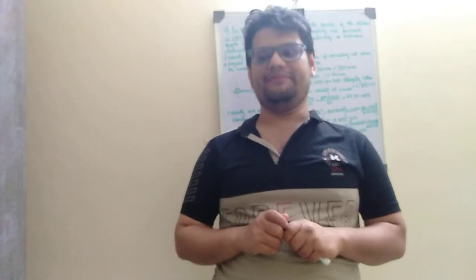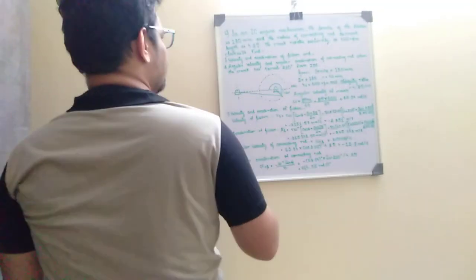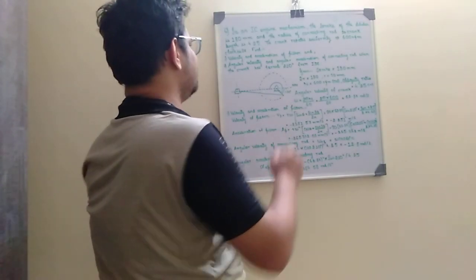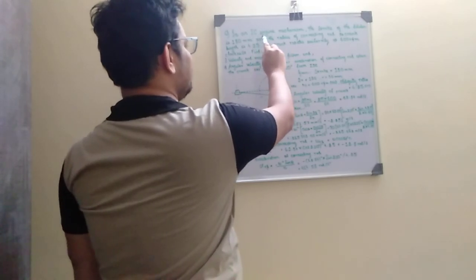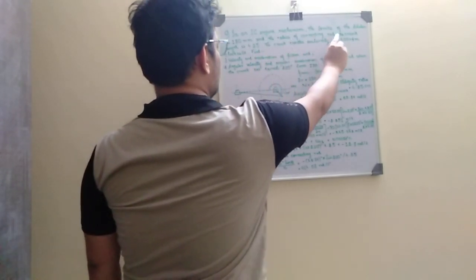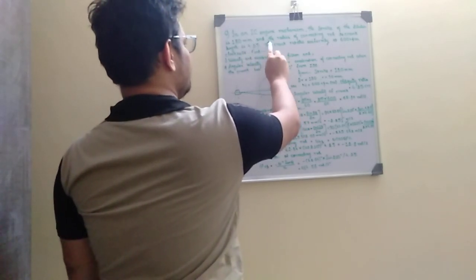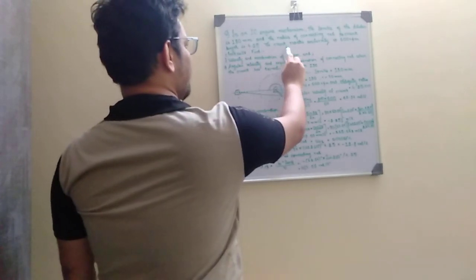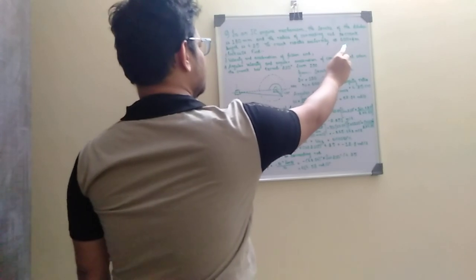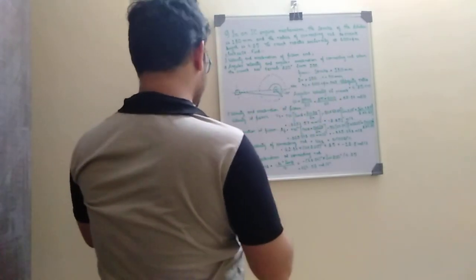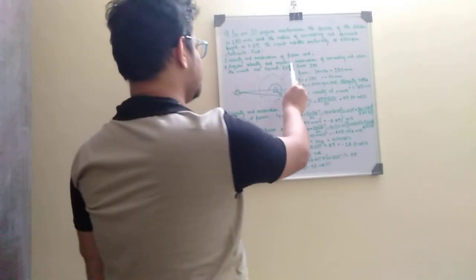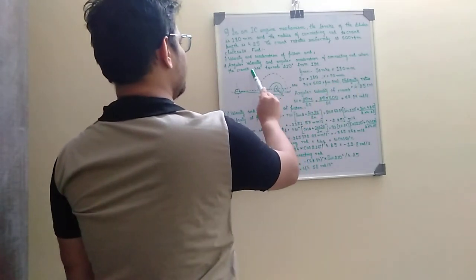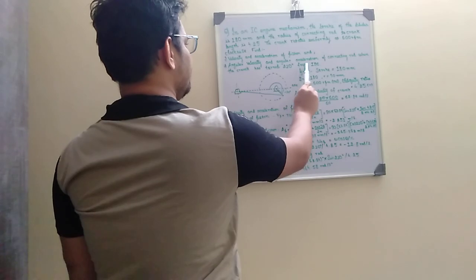So here we will deal with one numerical for the kinematics of machines, which is related to the IC engine. IC means Internal Combustion Engine. In an internal combustion engine's mechanism, the stroke of the slider is 180 millimeter, and the ratio of the connecting rod length to crank length is 4.25. The crank rotates uniformly at a speed of 600 rpm clockwise. We have to find the velocity and acceleration of the piston and the angular velocity and angular acceleration of the connecting rod when the crank has turned 210 degrees from IDC.